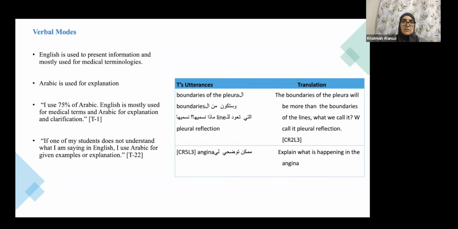The findings from the classroom observation and teachers' interviews show that English is used to present information and mostly used for medical terminologies, and Arabic is used for explanation and clarification. The table you can see in this slide shows how the classroom discourse looked and how the teachers switch from one language to another in the same utterance.